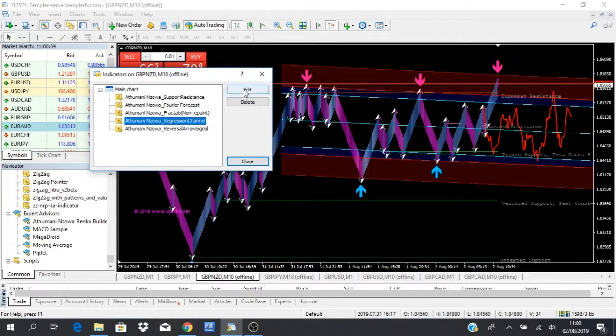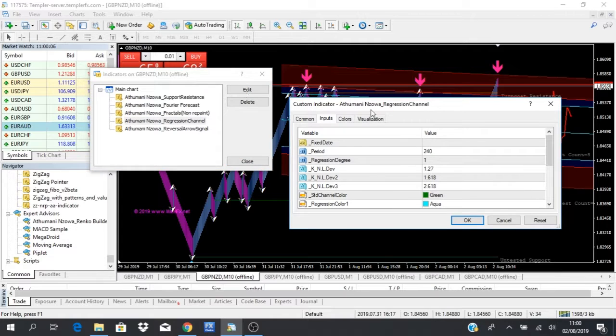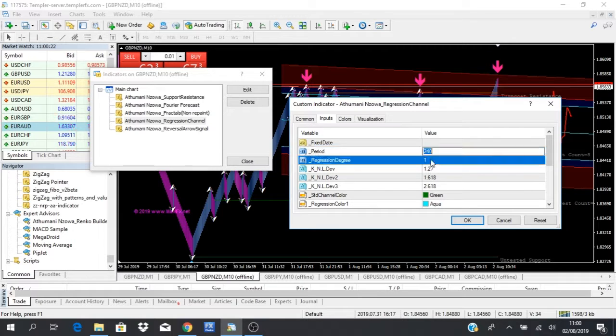Okay, so coming to the regression channel, this is what ended up giving me the best results or the overview of my trend. First of all, I reduced the period from 400 to 240. 240 minutes is equivalent to 4 hours. And then this was the magic. The regression degree, in fact, I had put it to 1, but I put it to 2, and then see what happens.